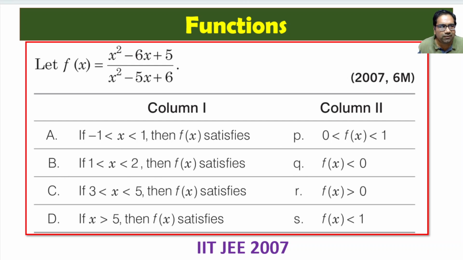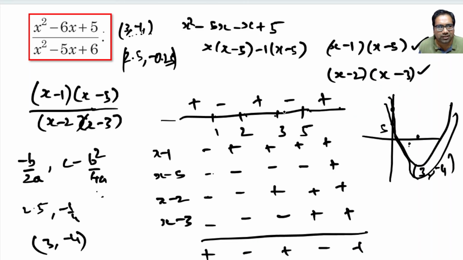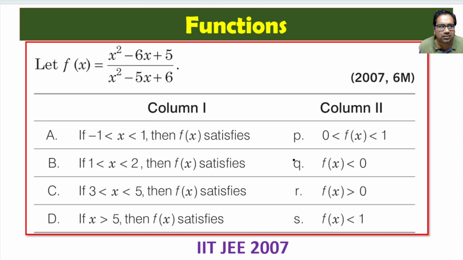Now 3 and 5. Between 3 and 5 it is again negative. You can clearly see this. So for C also, the correct option is Q. So C also maps to Q.